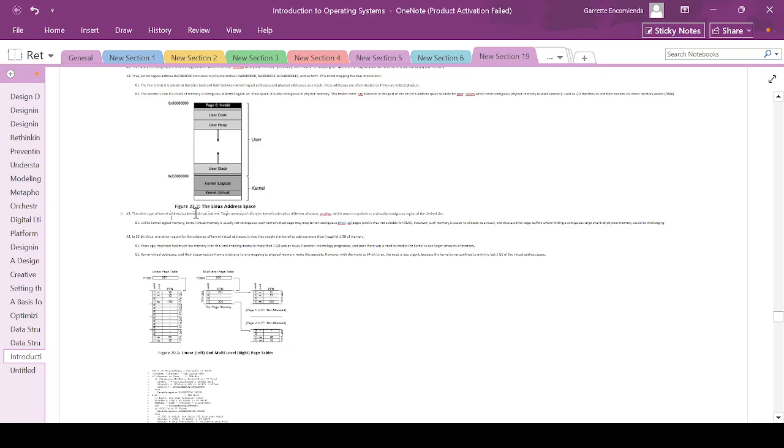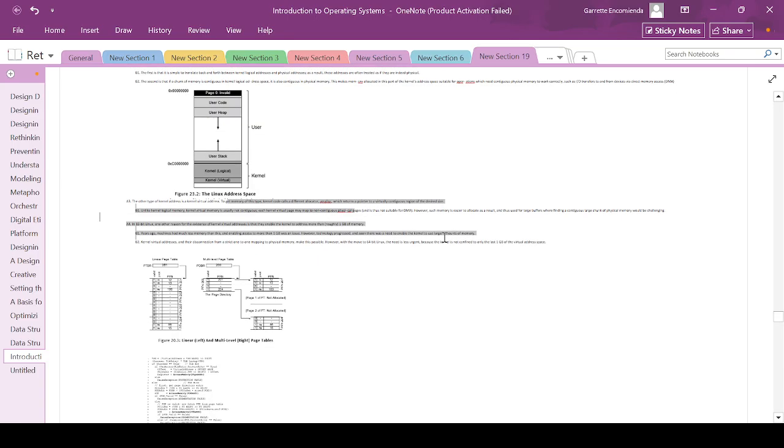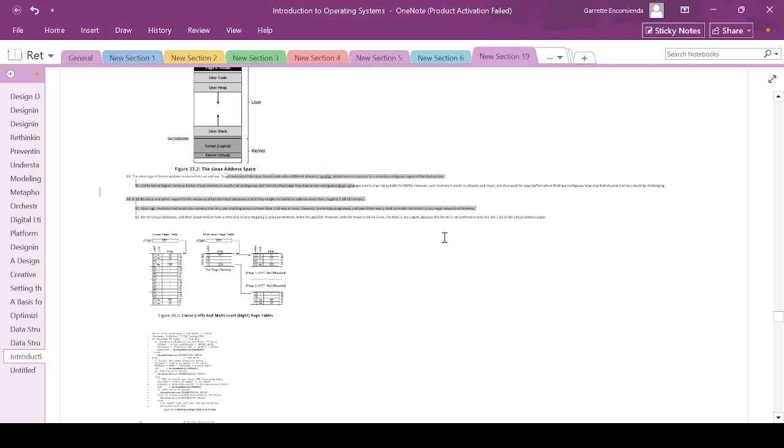The other type of kernel address is the kernel virtual address. Again, logical and virtual address. So this is actually the non-contiguous part. To get memory of this type, kernel code calls a different allocator, vmalloc, like virtual malloc. So again, for the user it is malloc, for the kernel logical address it is kmalloc. Here we have vmalloc, which returns a pointer to a virtually contiguous region of the desired size.